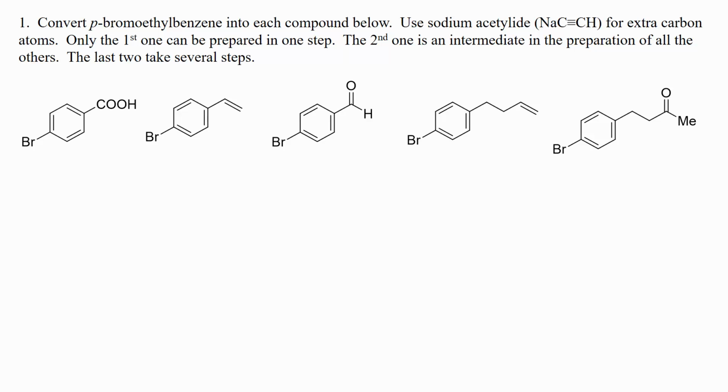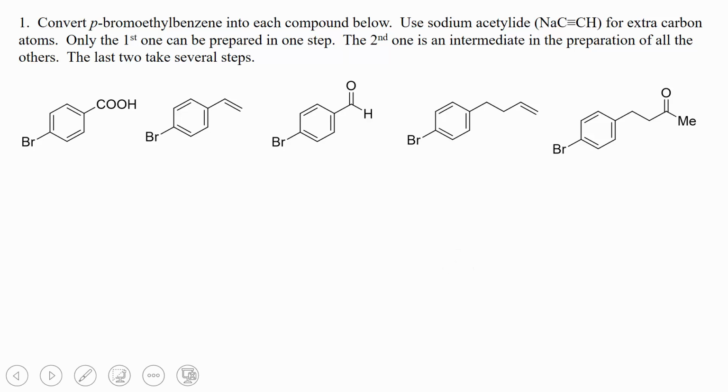All right, so this is a synthetic conversion problem, part 1. All that's required here is that we design synthetic routes to produce each of these compounds. We don't have to write mechanisms or anything like that. Some of these are one-step transformations, and some of them are multi-step transformations. But look at the directions here, and you can get an idea for what's going on.